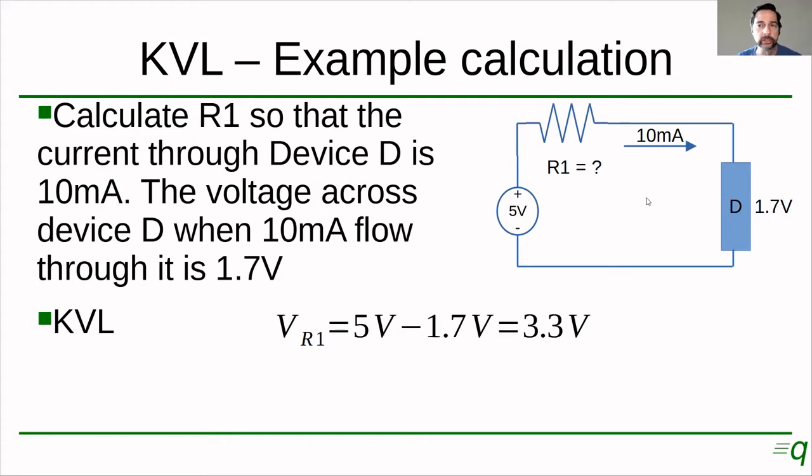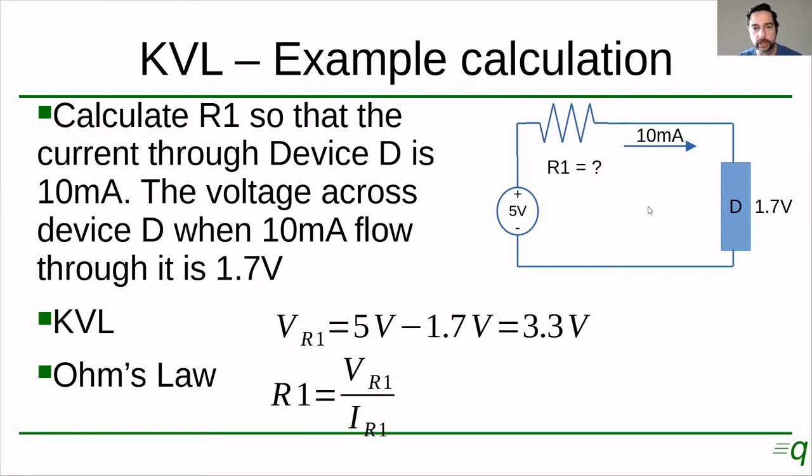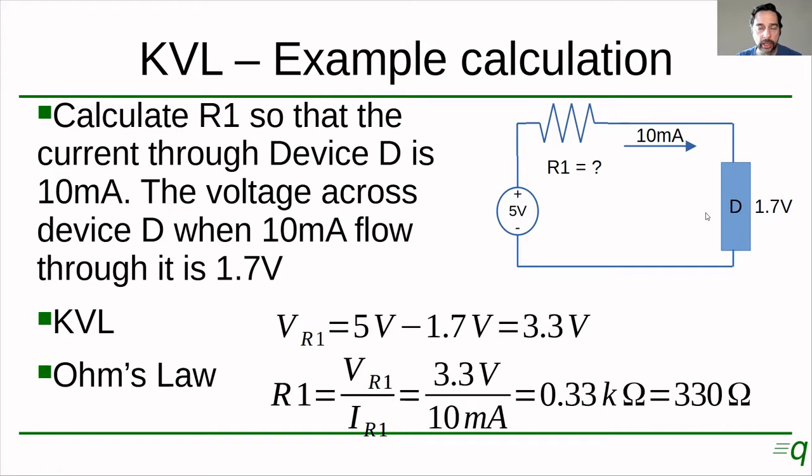We have the voltage 3.3 and we have the current, and we have to find out the resistor. To do that, we can use Ohm's law. Remember from last class? So R1 is going to be VR1 over IR1, where the resistance is the voltage divided by the current. In this case, the resistance of R1 is going to be the voltage, the 3.3 volts, divided by the 10 milliamps. And if we do that math, it's going to be 0.33 kilo ohms or 330 ohms.